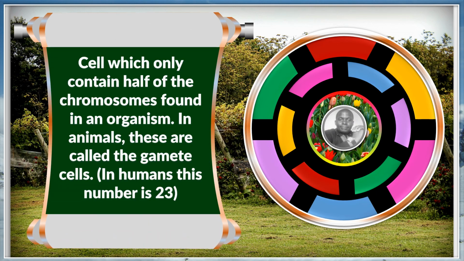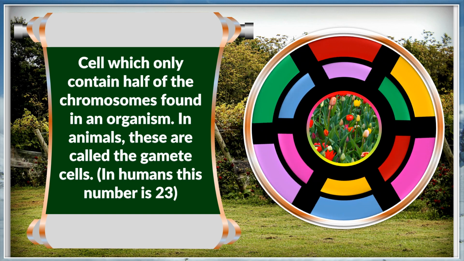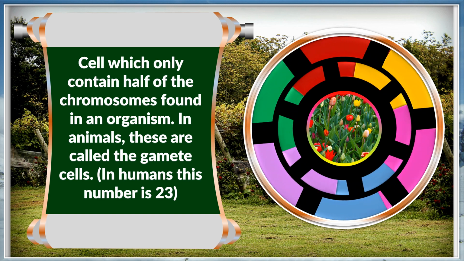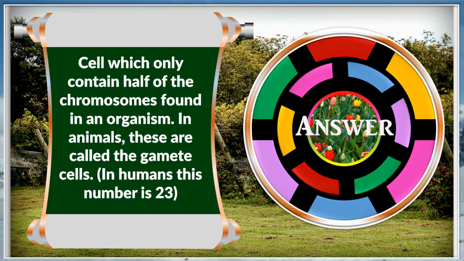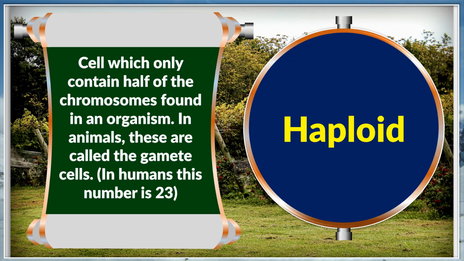Cells which only contain half of the chromosomes found in an organism. In animals, these are called the gamete cells. In humans, this number is 23. Haploid.